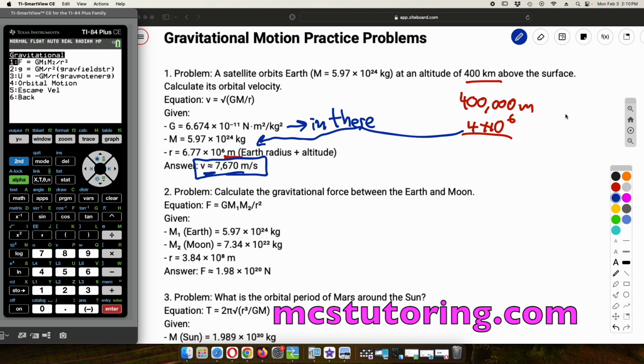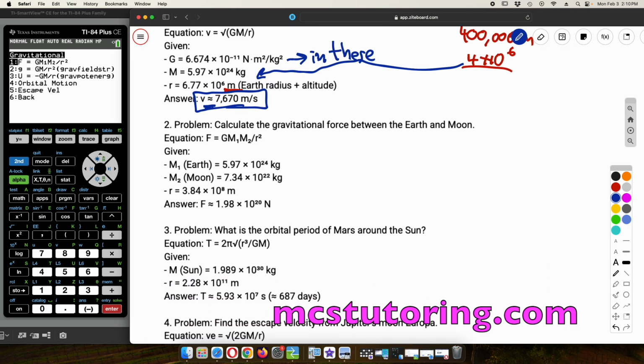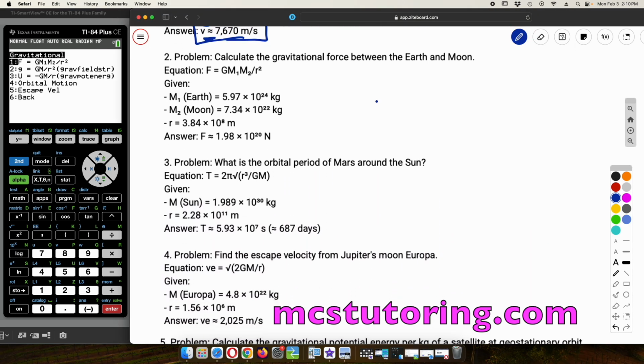Okay, on to number 2. Calculate the gravitational force between Earth and the Moon. The equation is F equals G m1 m2 over r squared. R, by the way, I know you're thinking it's a radius, but it's also a distance. So if we have an object here and an object here, this gray distance between them, you could call that an R. Most regular human beings would call that a D. And I'm not trying to make a joke here.